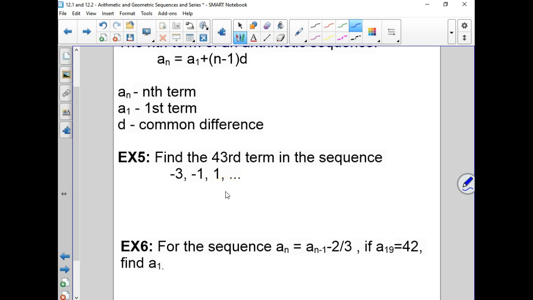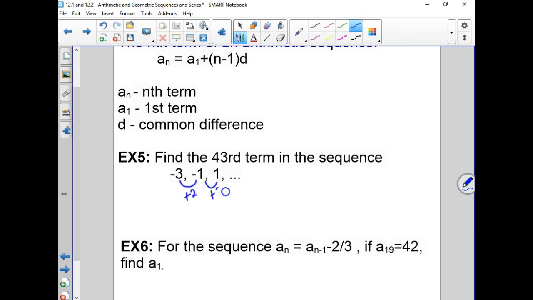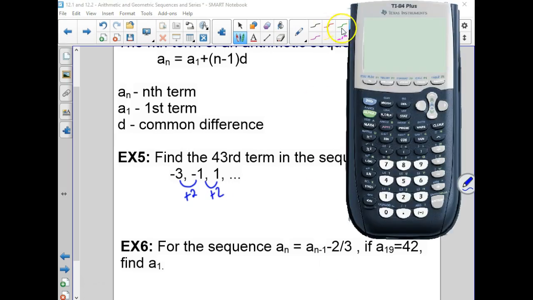So we can tell really easily here that this is just subtracting, I'm sorry, not subtracting. This is just adding 2 over and over and over again. And it's a pretty simple problem. Well, we could, in our calculator, start with -3. And we could add 2. So that was our first term, our second term.